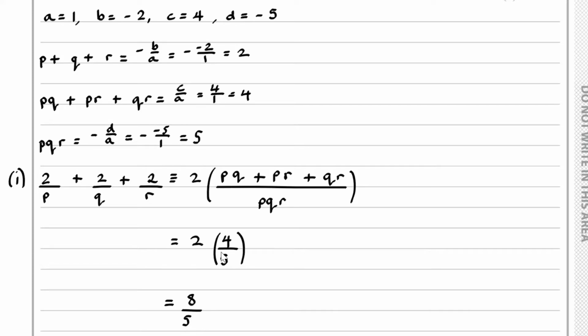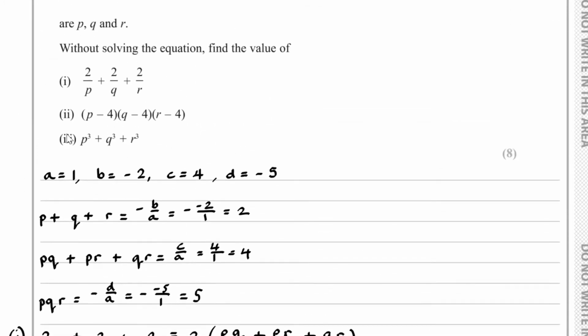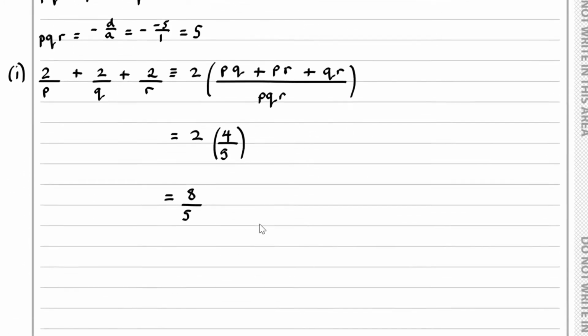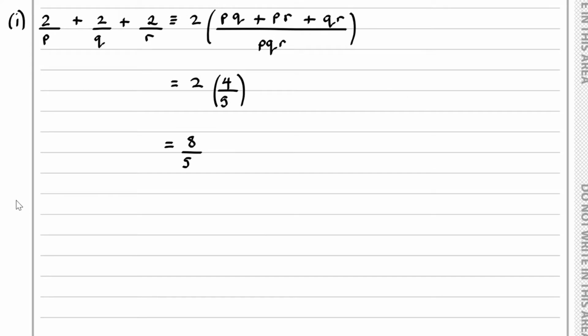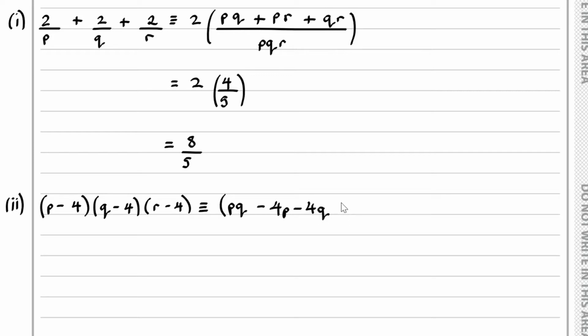Hopefully that makes sense. And for the next part, we have to work out p minus 4, lots of q minus 4, lots of r minus 4. So if we expand the first 2 brackets, we have pq minus 4p minus 4 lots of q plus 16, and then we still multiply this by r minus 4.